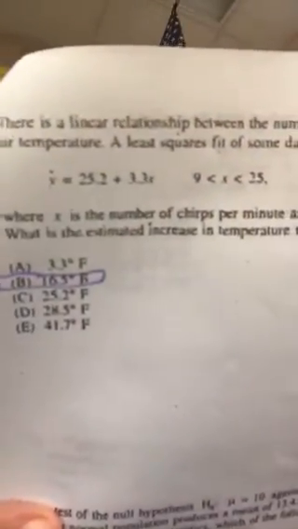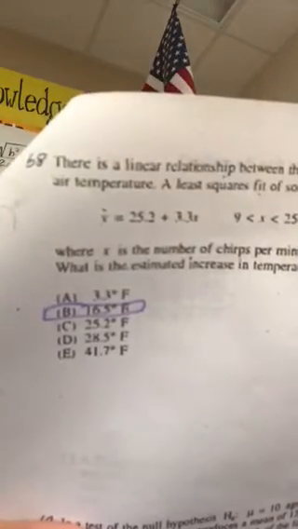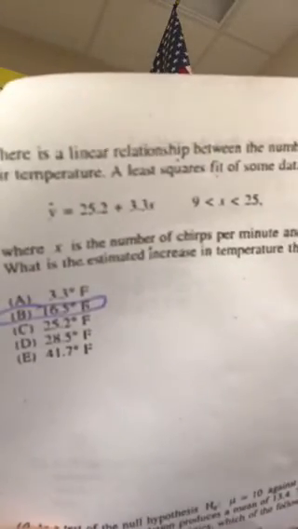So let's do it. When I look at 68, I immediately think y hat equals a plus bx. We now have two quantitative variables. That's a big deal because we can use one to predict another. But let's take a look at the question.